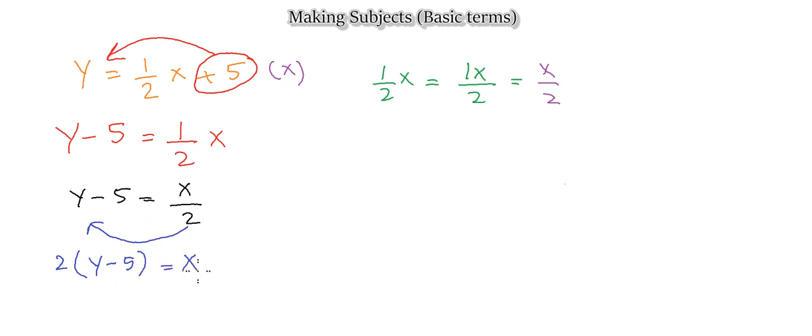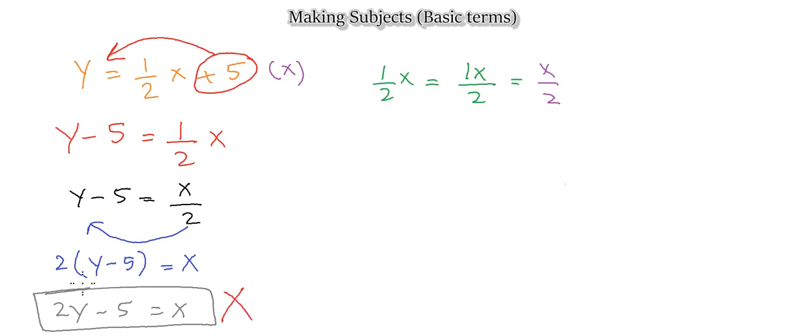A lot of people make the mistake of taking the 2 to that side as 2y minus 5, and then making it x. This right here is a very big mistake. You do not do that. You have to add brackets like this. Now let's have a last one.